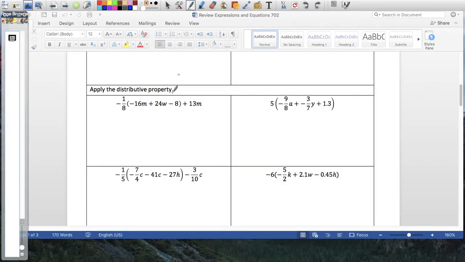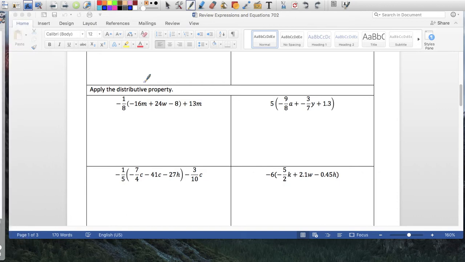Applied distributive property. Okay, so again, if you notice, this looks very similar to your quiz, but trust me when I say this, you'll be fine tomorrow if you're okay with this.